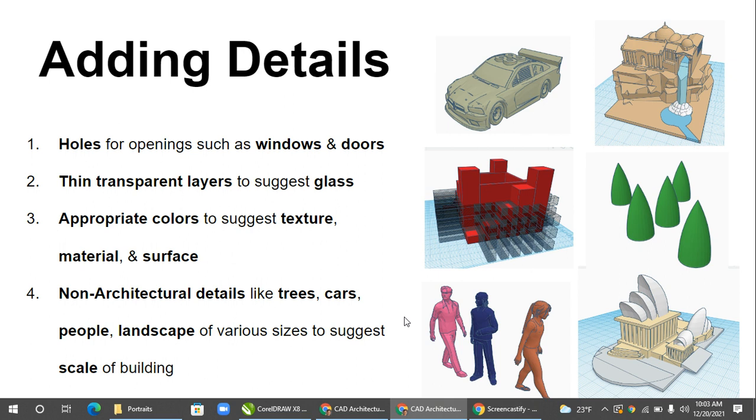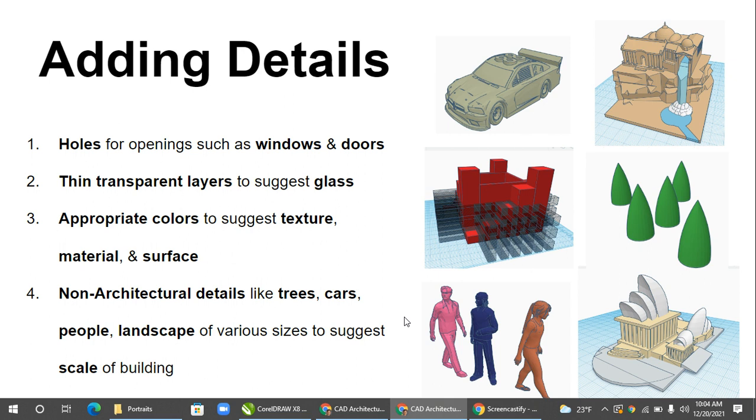Second, thin transparent layers to suggest glass. You can change a shape to a certain color like blue and then click transparent so it appears like it is glass. Three, appropriate colors. Don't just use the default shapes as bright red or bright green. You need to think really deeply about the material that your surface is to suggest texture and other details to make it look like a realistic building.